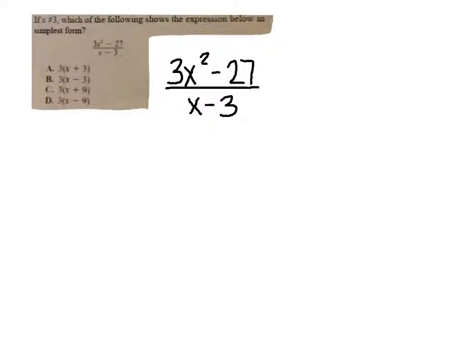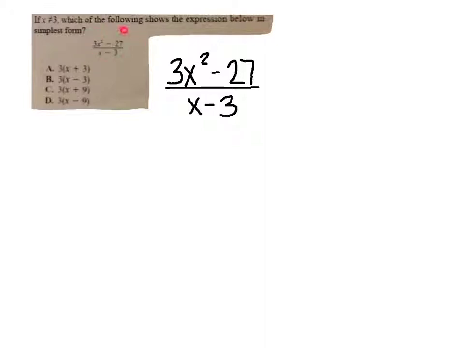Here we have an EOC question that says, if x does not equal 3, which of the following shows the expression below in the simplest form? I just want to make it clear up front that the only purpose of this x not equaling 3 is because if we plugged x equals 3 into the denominator, 3 minus 3 is 0. So the problem wants to make it very clear that you cannot divide by 0, and that's not a possibility. So all it is doing is setting it up so it can work for you.